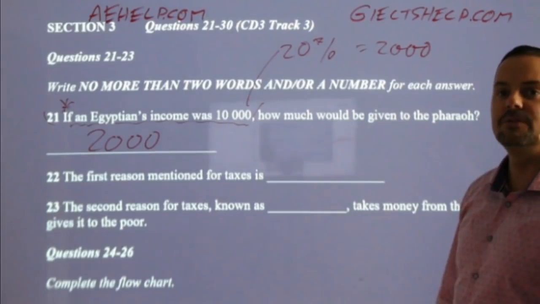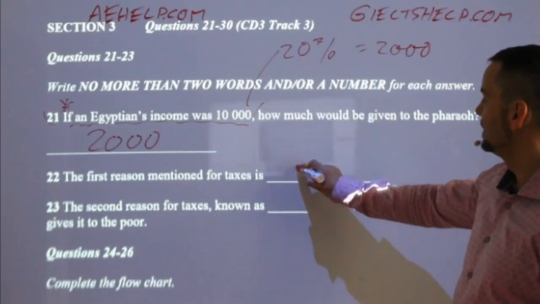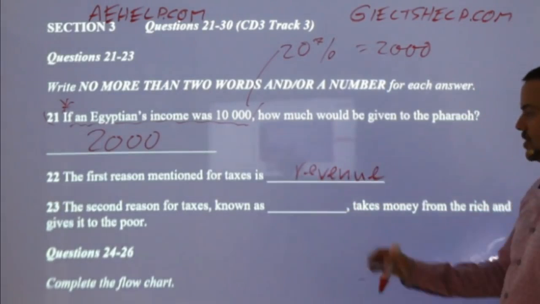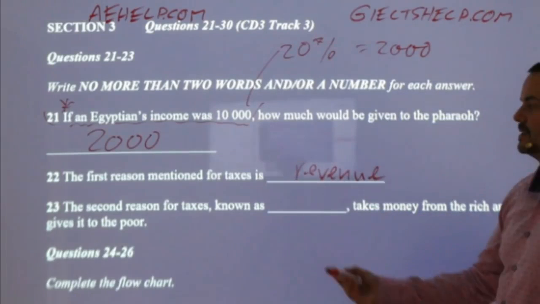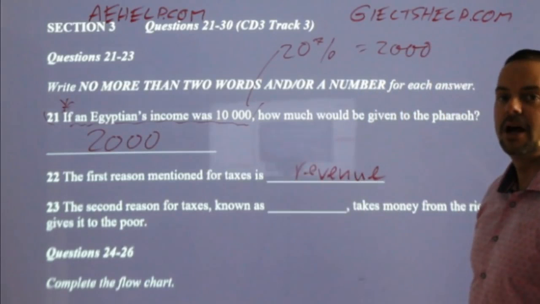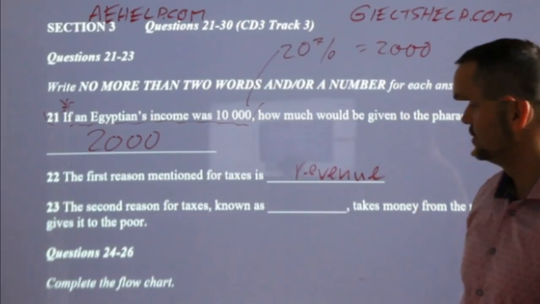Dakshil, Omaima, Sana, a lot of you are saying revenue. Revenue is correct. Yes. Revenue, make sure you have the correct spelling. The first reason mentioned for taxes is revenue. It's income, right? It's to make money. Kopila is using all capitals. That is okay, Kopila, absolutely.